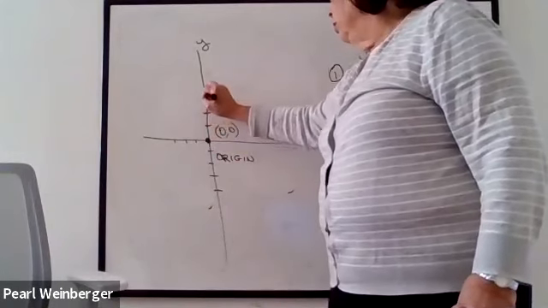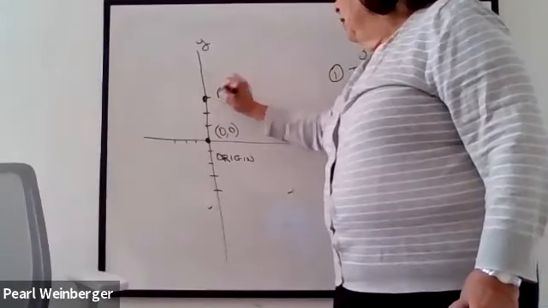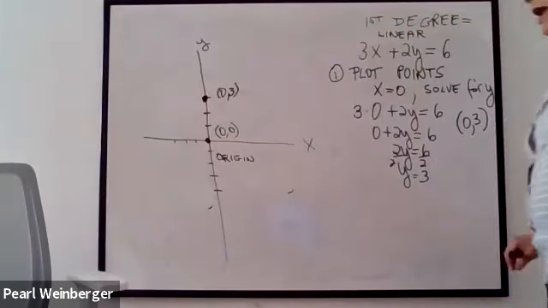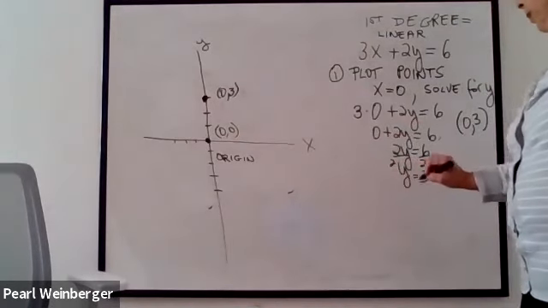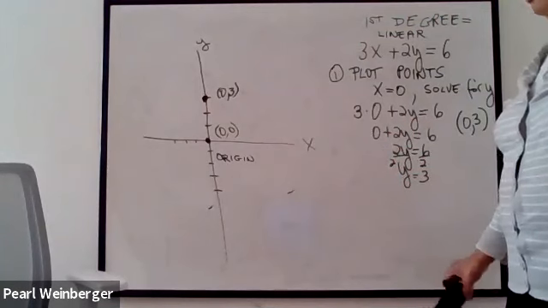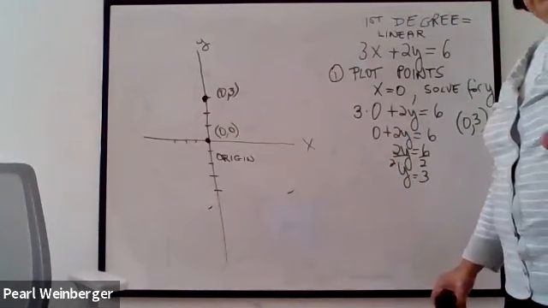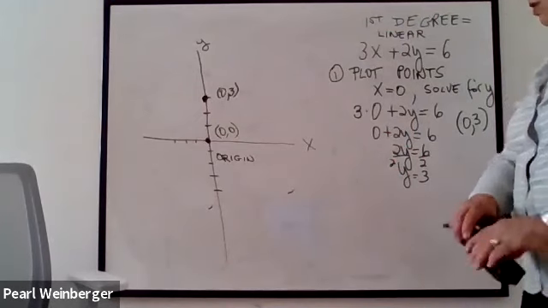1, 2, 3. Here's my point (0, 3). That's one of the points on this line. It happens to be on the y-axis, so it's called the y-intercept. The point where the line crosses the y-axis is the y-intercept. We have one point, but you need at least two points in order to draw the line.